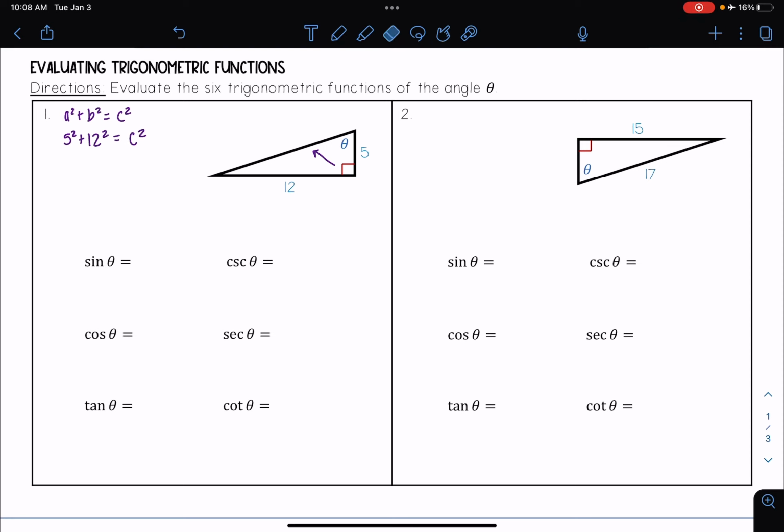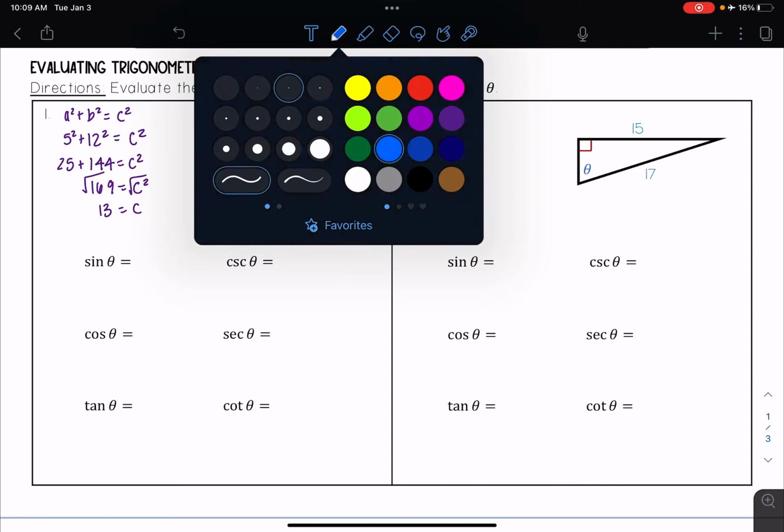Well, 5 squared, I get 25. 12 squared, I get 144. When I add those, I get 169. And now to get rid of that square, remember we need to take the square root of both sides. So when I take the square root, I get 13 is equal to c. So I have 13 is my hypotenuse.